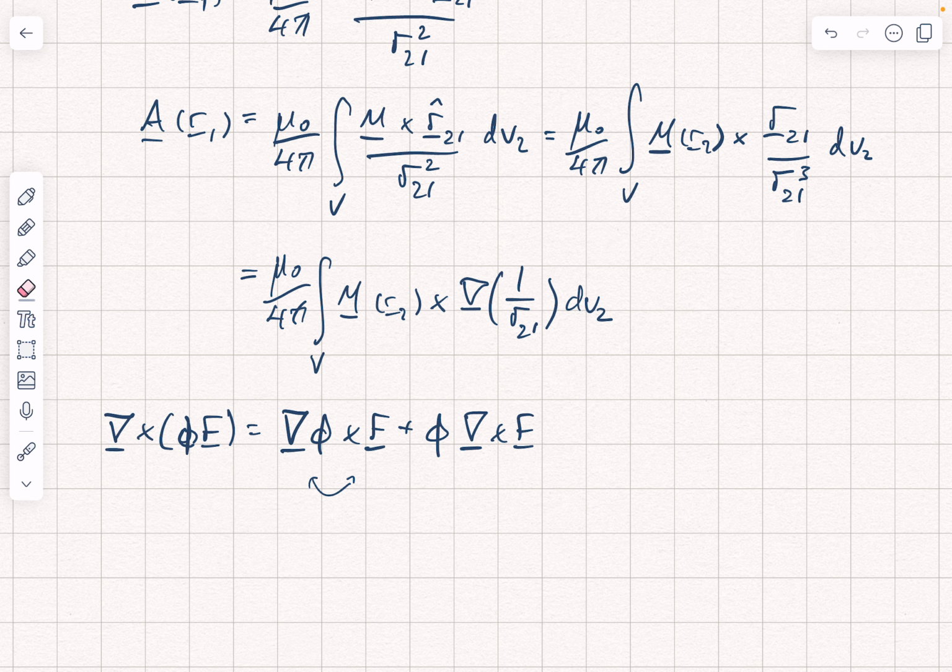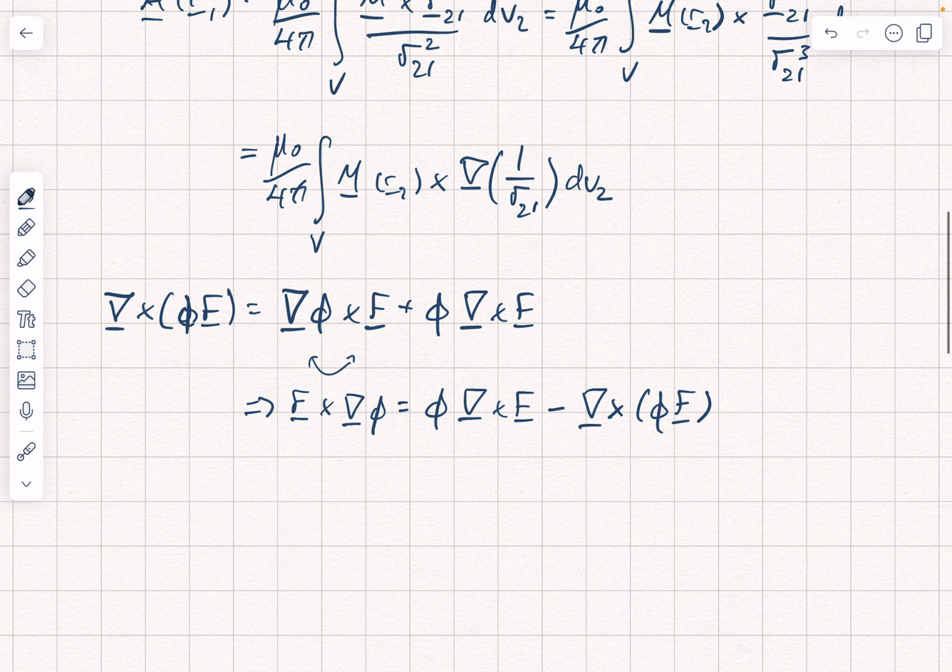So let's just rearrange that, and we can say that that implies that f crossed with grad phi is equal to phi curl of f minus the curl of phi f. That's a simple bit of manipulation. And we'll substitute that in.